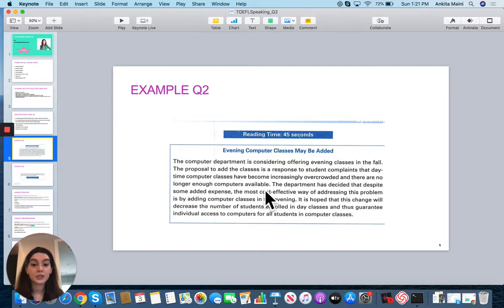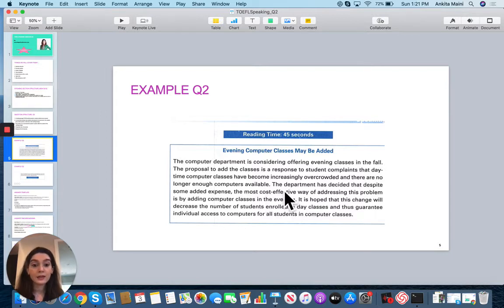So in this question, they tell you a change or an announcement, and then they give you 2 reasons why they're making that change. So we can see already that they have given us that information. The first reason is that the daytime computer classes have become overcrowded. And the second reason for their change is that there are no longer enough computers available. So you will note that down in your notes.